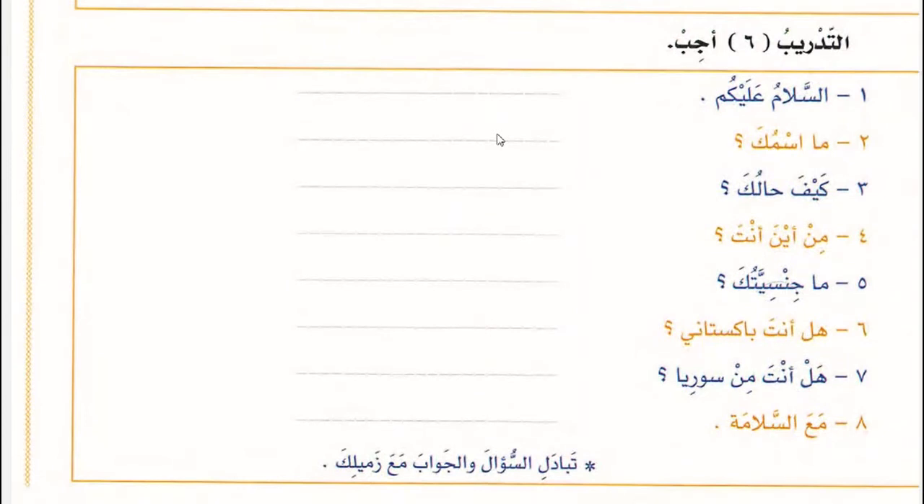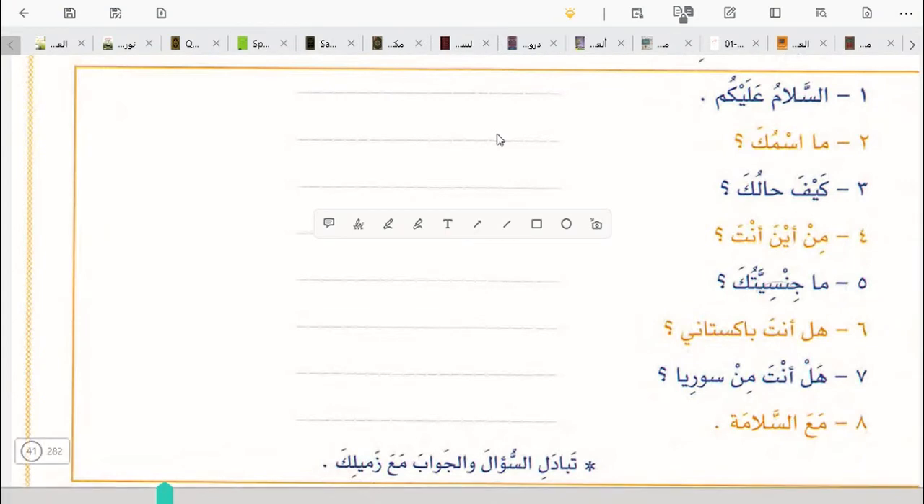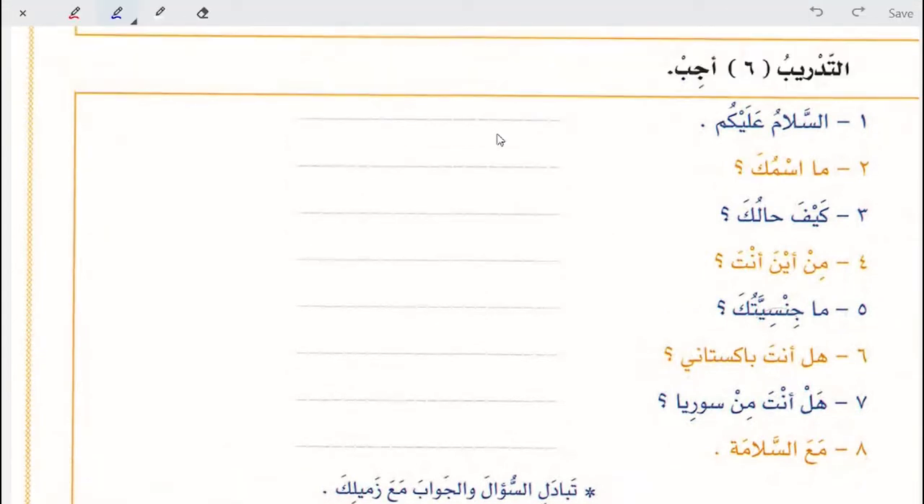At-tadrib as-sadis, ajib, answer. Here questions are written. You will answer them according to yourself. These questions are written for male. If you are male, you will answer them directly. You will write your answers here. But if you are female, first you need to change them.